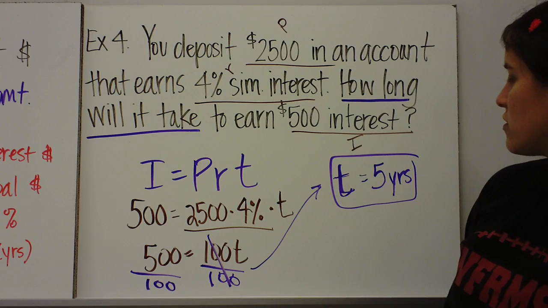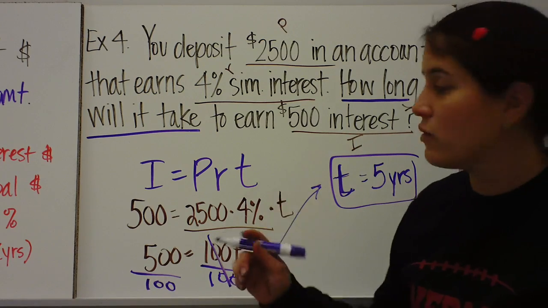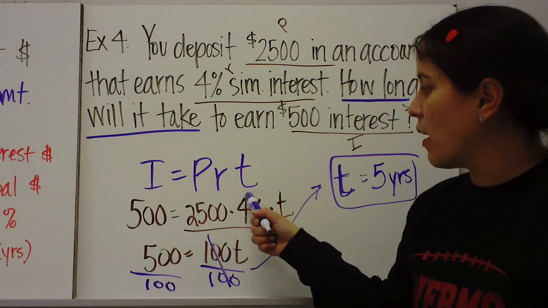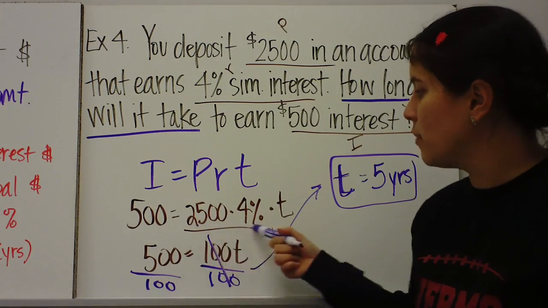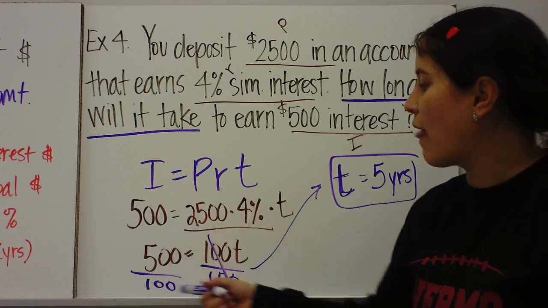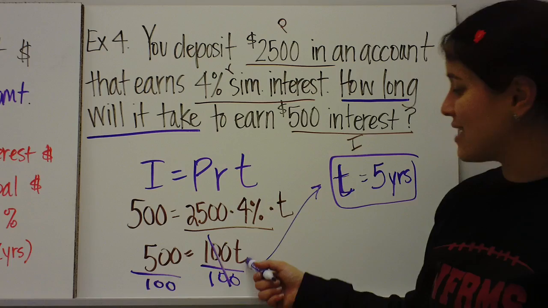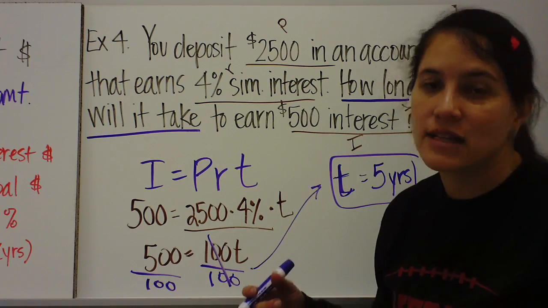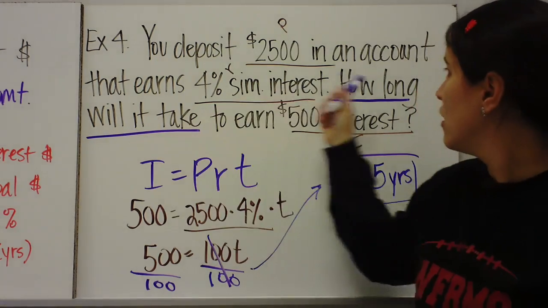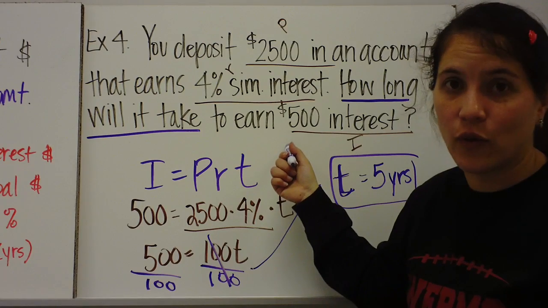T equals 5 years. So just let me review. We plugged in all of our numbers. We multiplied right here. And then we divided. We multiplied and then we had to divide to find the time. So if you have a question that's asking you for how long, then come back and look at example 4.